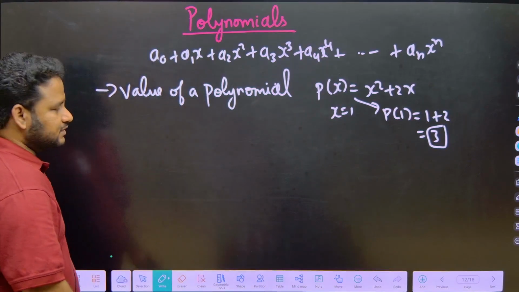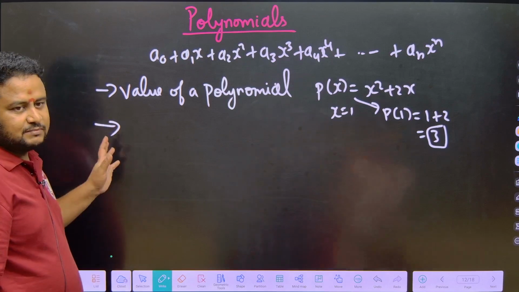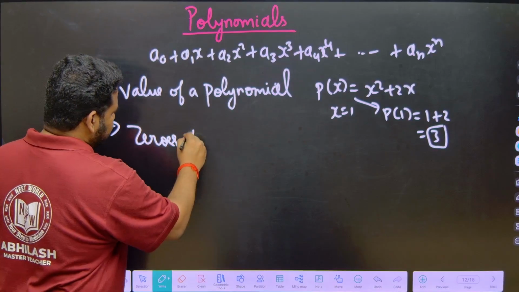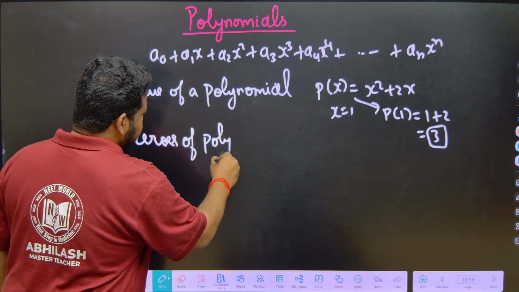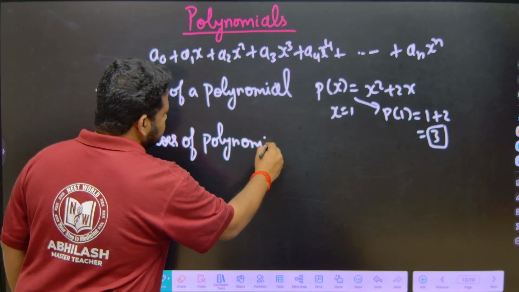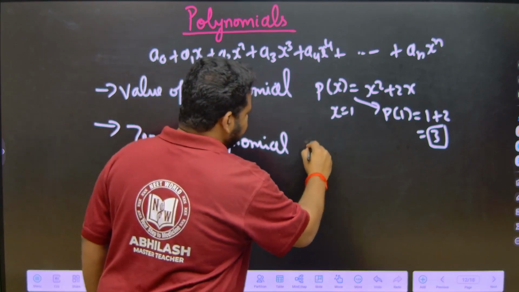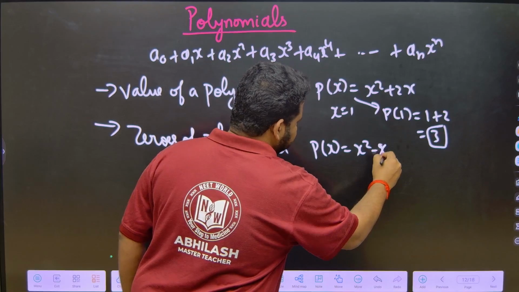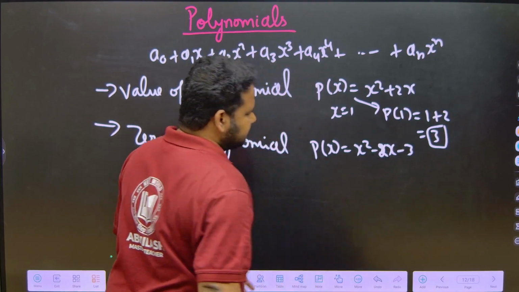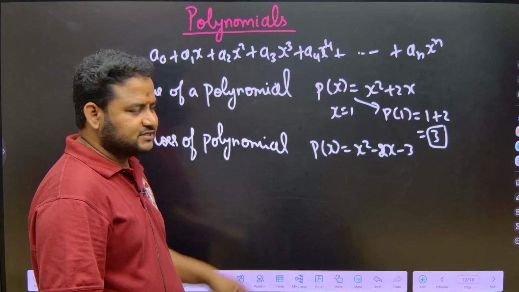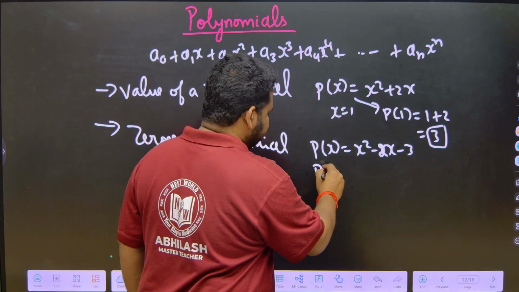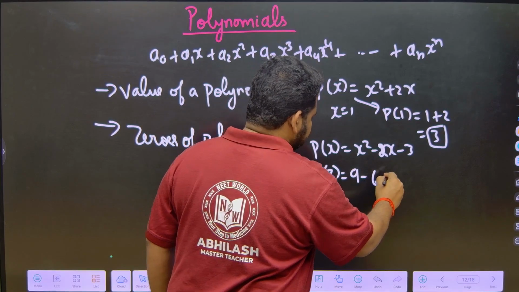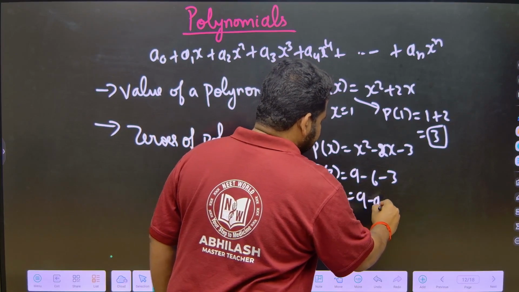Then we learnt something called zeros of the polynomial. Suppose p of x is given as x square minus 2x minus 3. This is the polynomial. Suppose I put x is equal to 3. What do I get? 3 square is 9, 2 times 3 is 6, minus 3. This will be 9 minus 9, and I will get 0.